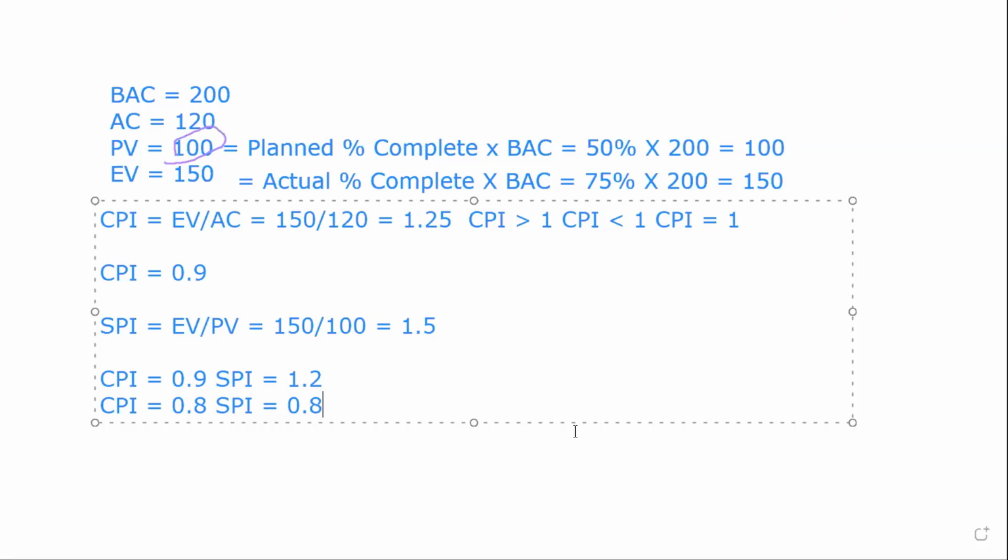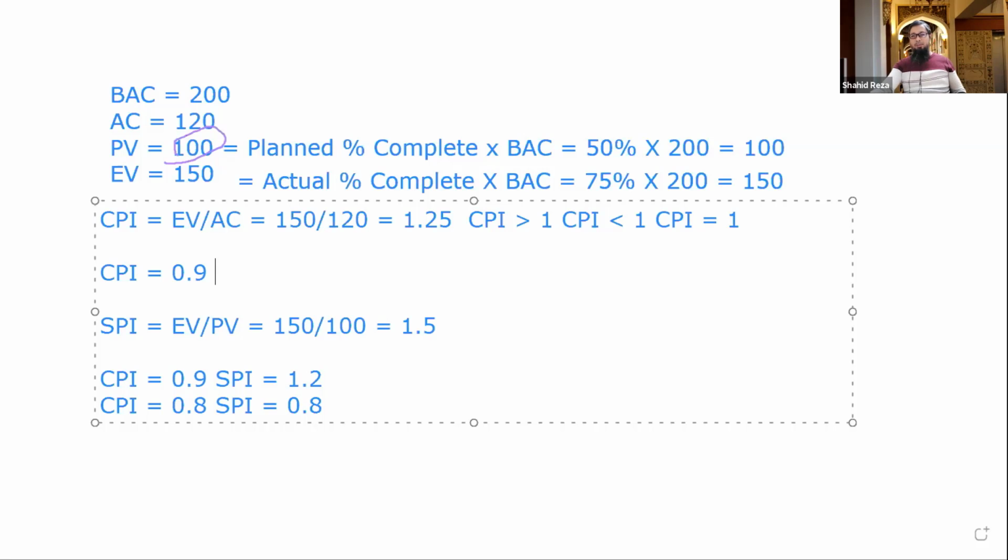Under scenario 1, the probable option could be to withdraw some resources and keep the CPI under check. Yeah, yes, that can be one measure.